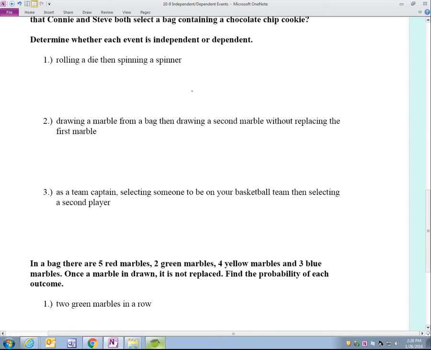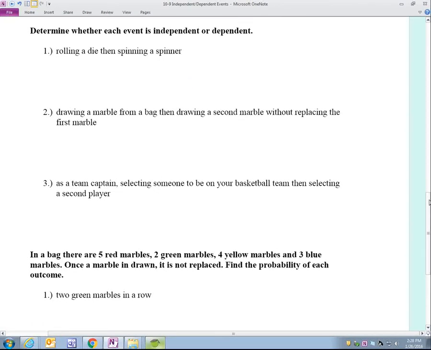Determine whether these are dependent or independent. When rolling a die and then spinning a spinner. Yes? Independent, you are correct. Independent.